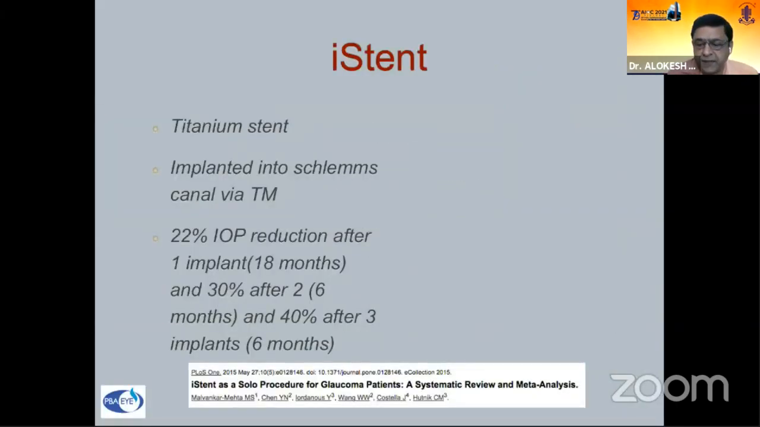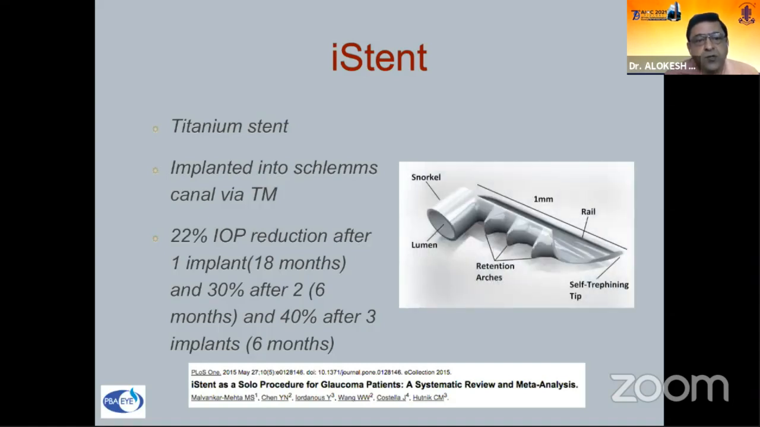Coming to the iStent, it's a titanium stent which is implanted into the Schlemm's canal via the trabecular meshwork by a specifically designed manipulator. It has a lumen, and that lumen opens into a de-roofed structure, and there are retention arches on it to fix it and prevent it from migrating from the trabecular meshwork. Some studies have shown up to 22% reduction in intraocular pressure after the implant in 18 months' time.